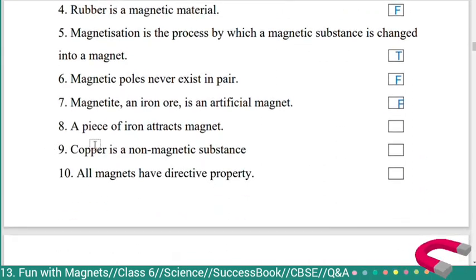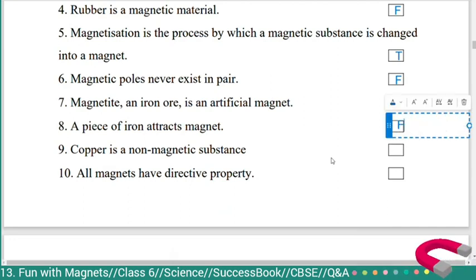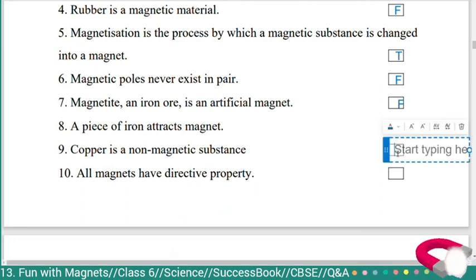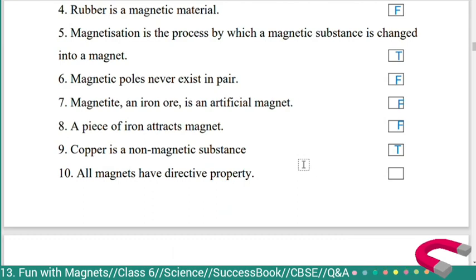Eighth one, a piece of iron attracts magnet. False. Ninth one, copper is a non-magnetic substance. True. All magnets have directive property. True.